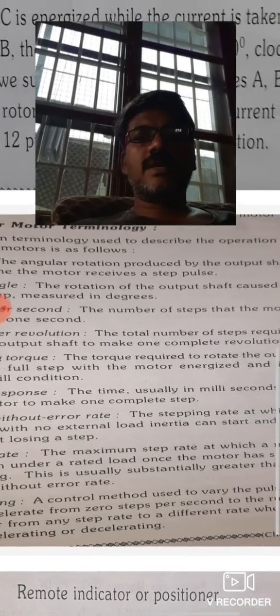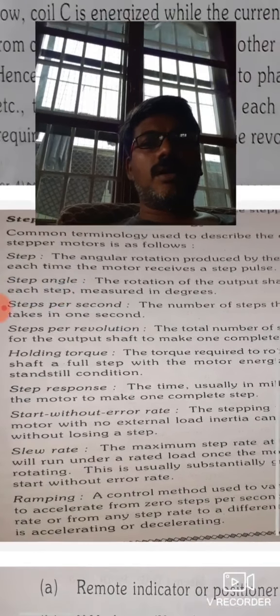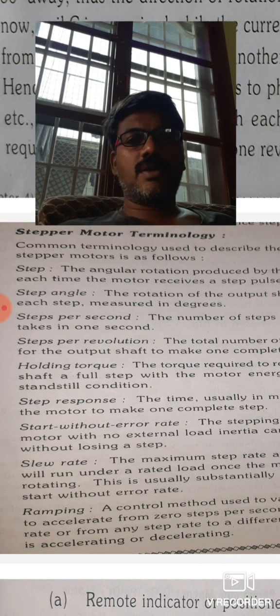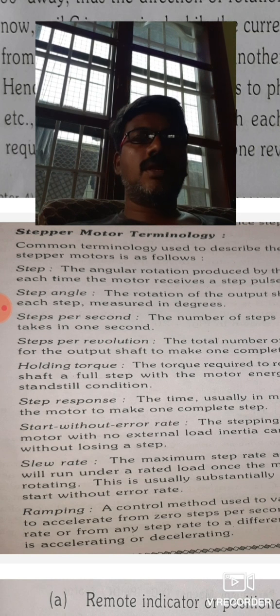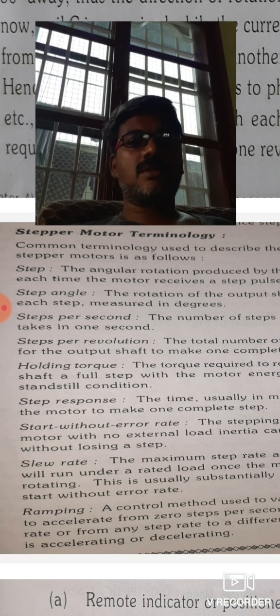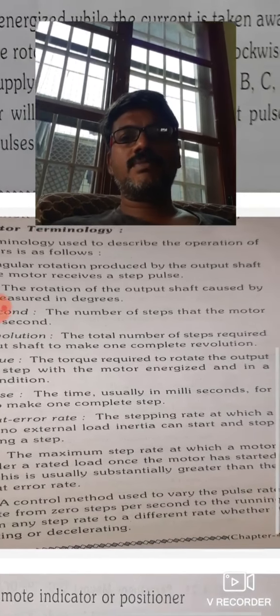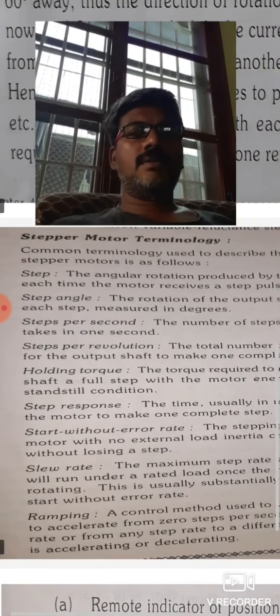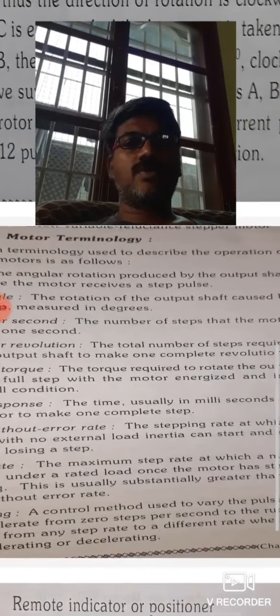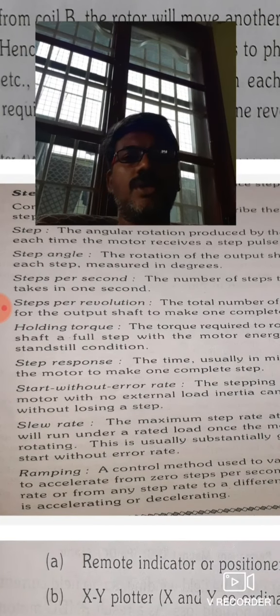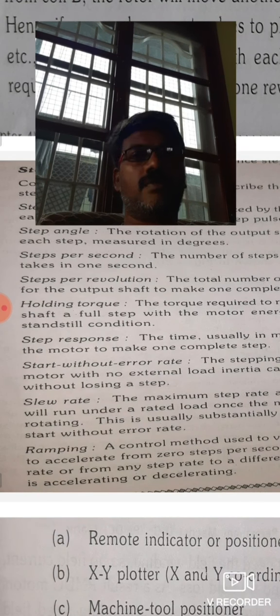So what is steps per second? The number of steps that the motor takes in 1 second. The number of steps taken by the motor in 1 second is known as step rate. Steps per revolution means the total number of steps required for the motor output shaft to make one complete revolution is known as steps per revolution.